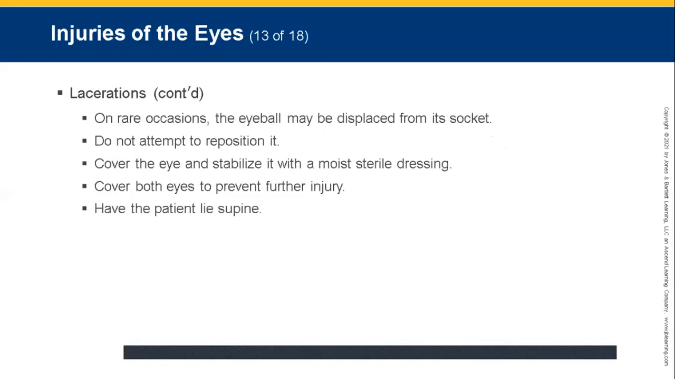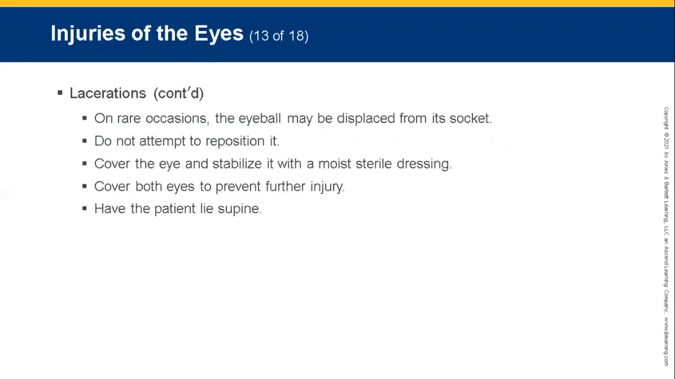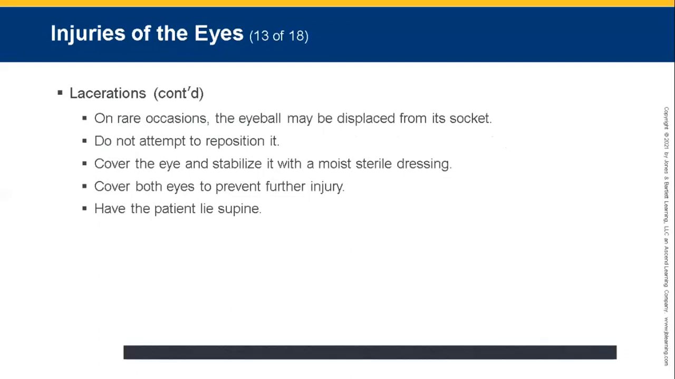On rare occasions, the eyeball may be displaced from its socket. Do not attempt to reposition it. Cover the eye and stabilize it with a moist, sterile dressing. Cover both eyes to prevent further injury. Have the patient remain supine, and I've explained why that is done. When they're upright, it increases the pressure inside of the eye, and that can make the injury worse. So keep them flat.